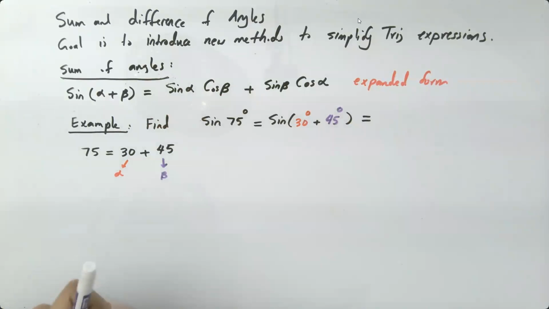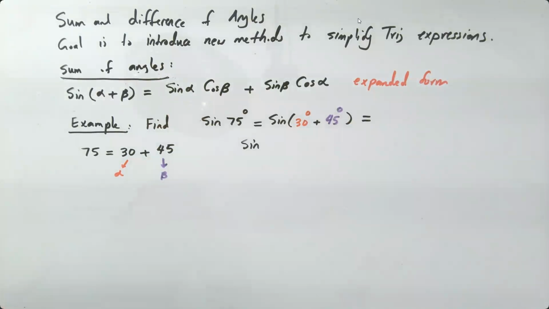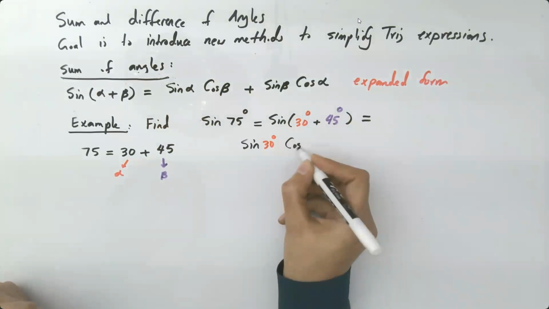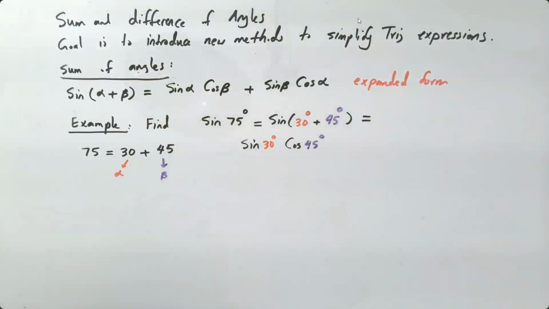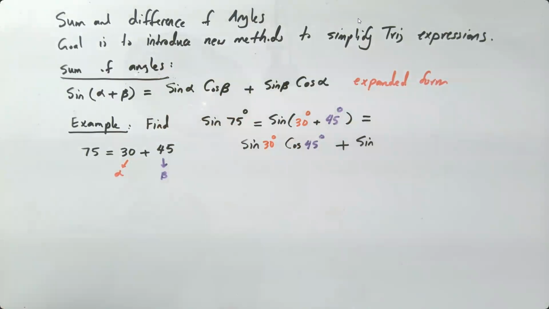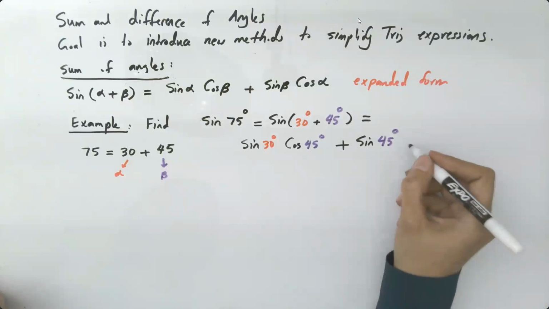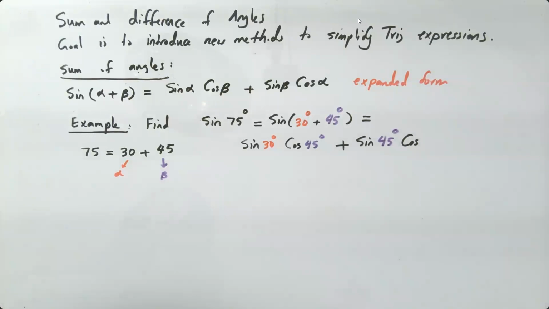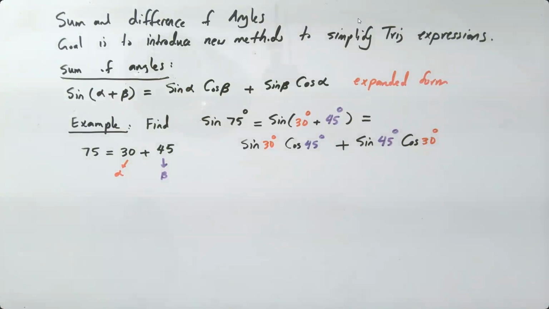This guy is equal to sine of 30 degrees multiplied by cosine of 45 degrees plus, okay, we have addition, sine of 45 degrees times cosine of 30 degrees, which we already know how to calculate. These are the things that we learned at the beginning of the course using the unit circle.